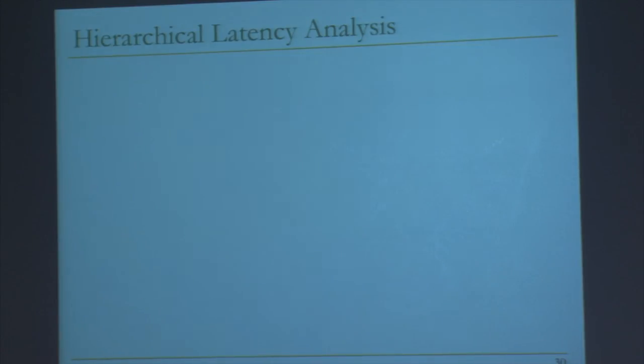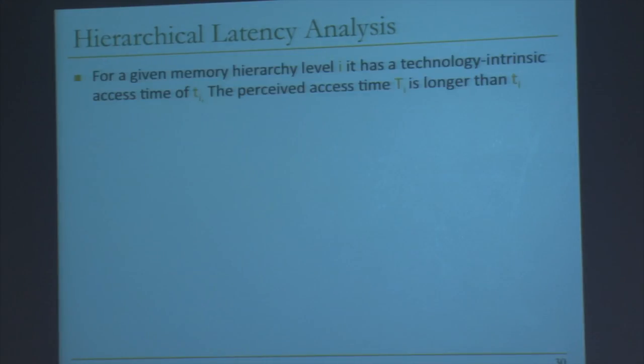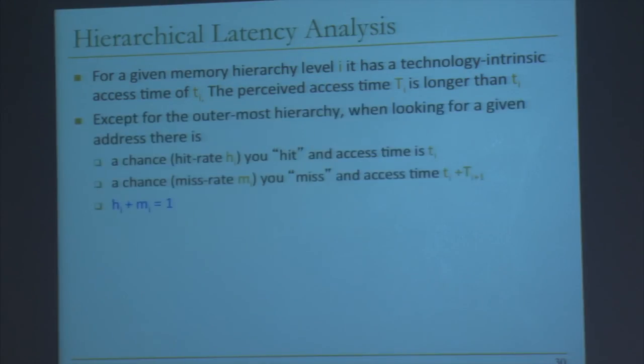This is also basic. Have you done hierarchical latency analysis in 2013? If you have multiple levels of caches, what is the average latency? OK, so you could do this. This is going to be pretty intuitive. It's pretty simple. For a given memory hierarchy level i that has some access time of ti, basically cache level 1, let's say, that has an access time of 2 cycles, the perceived access time is actually longer than this access time, because this is the access time if the data you're looking for is in the cache, if you get a cache hit.